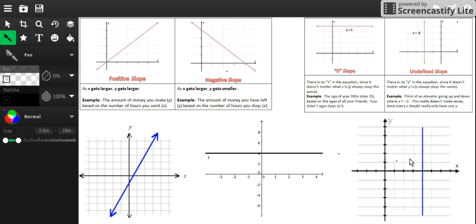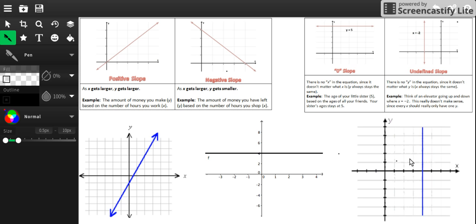For negative slope, it's a bit different. As x gets larger, y gets smaller. So the amount of money you have left is y, and the number of hours you shop is x. So if you shop for about, let's say, 7 hours, the amount of money you have left is going to be pretty low.